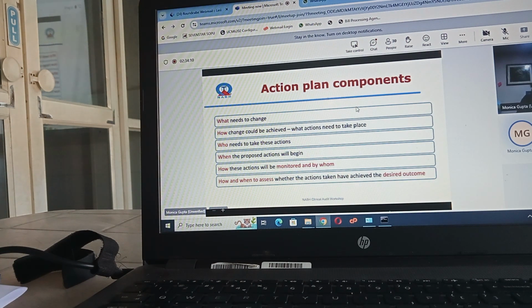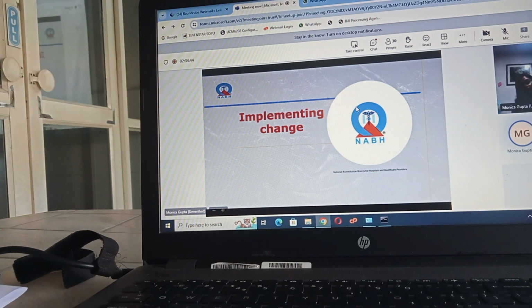The action plan should include what needs to change, how change could be achieved, and what actions need to be in place, who needs to take these actions, when the proposed actions will begin, and how these actions will be monitored and when. Now we're going to assess whether the actions that have been taken have achieved the desired outcome or not. So these are the various components of an action plan: what needs to change, how to change, who will take these actions, when will it begin, how will it be monitored, and when to assess whether we have the desired outcome or not.